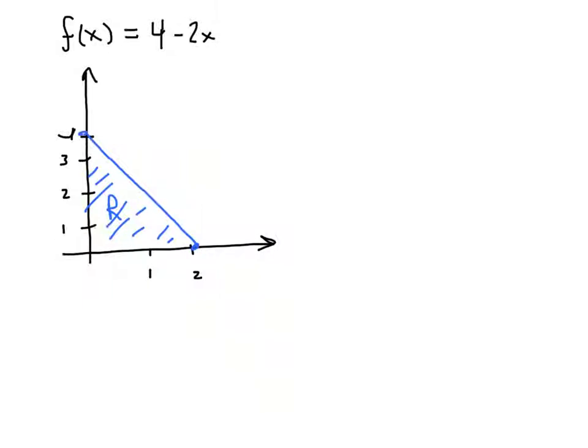Now this is a triangle, as I said, and we can easily calculate the exact value. It's just 1/2 times the base, which is 2 units, times the height, which is 4. So the actual area of region R is in fact 4 square units.